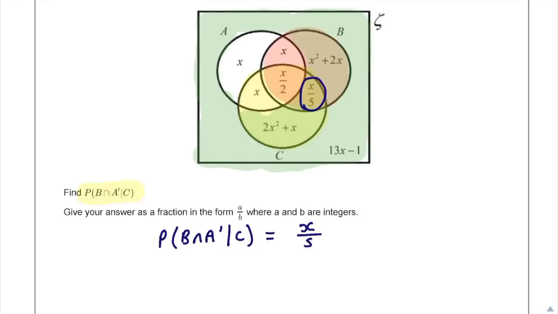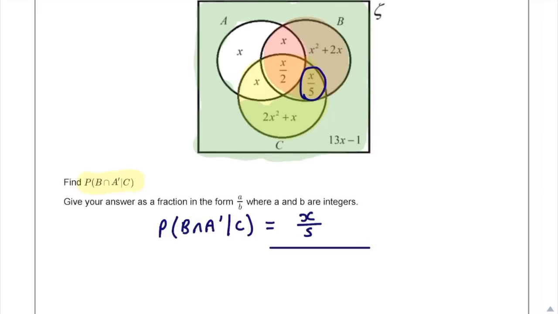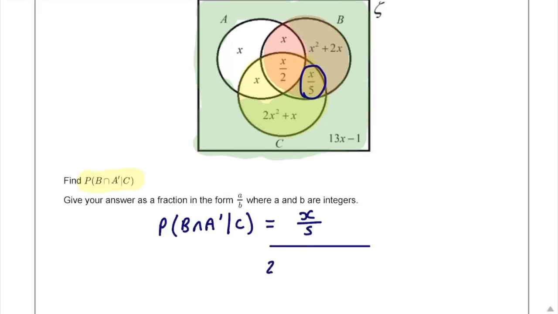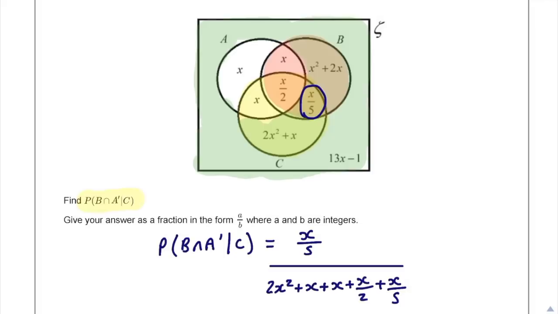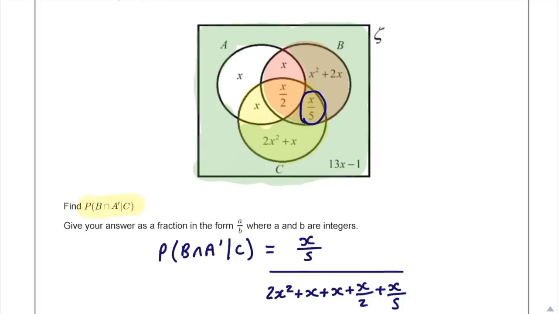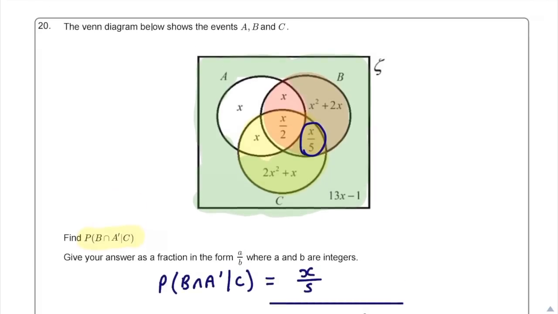Now it's going to be all divided by our total probabilities for C. So that's 2x squared plus x plus x plus x over 2 plus x over 5. So if I just extend that a bit. Now, of course, the question says that A and B, the values within our fraction, are whole numbers. So we can't have them in terms of x. So what we're going to need to do is find a value for x.